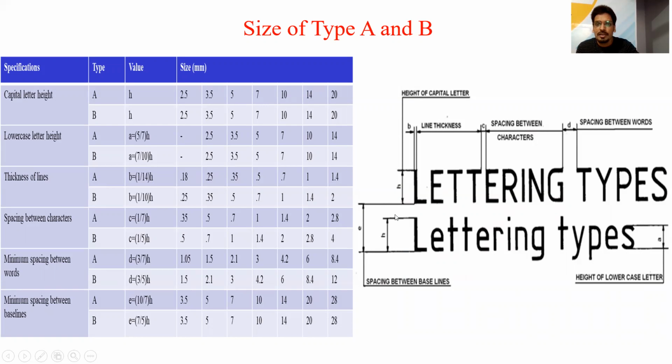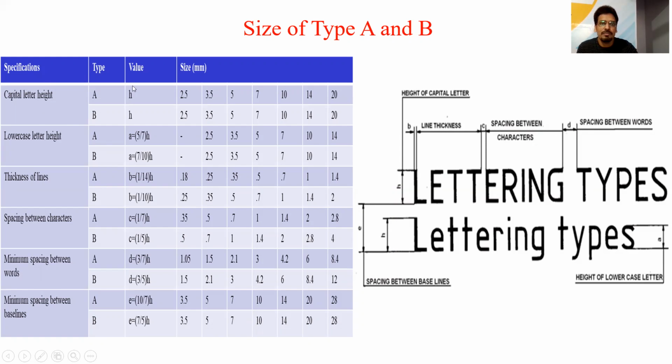Next, if our line ends over here at types, then we have to start with the next line. Then the distance between the baseline of letter L and the baseline of the next letter L should be E. E is the spacing between the baselines, and A is the height of the lowercase letter. So these are the standard ones.